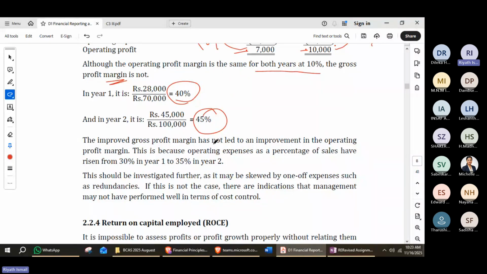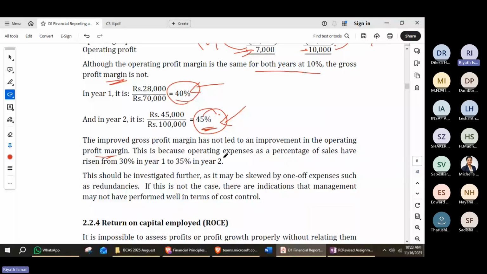The improved gross profit margin has not led to an improvement in their operating profit margin, right? In year two they have a huge gross profit, but they were able to achieve only 10%. But in the last year, with less gross profit, they were able to manage a 10% operating profit. So what could be the reason? Not proportionally increased.